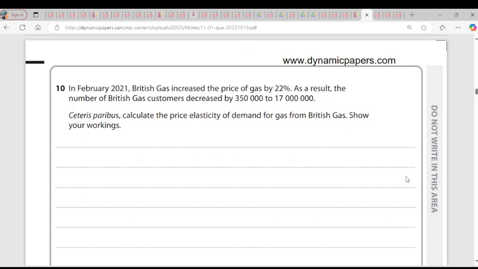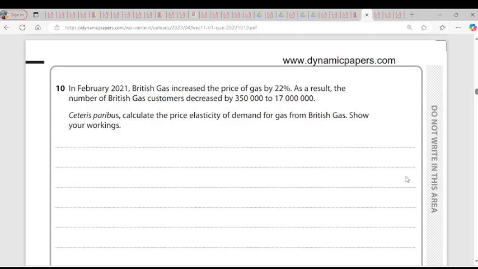So here we have our price. They said the price increased by 22%. So we have the original price to be 100, then an increase in price to be 122. Then the original quantity was 17 million. No, it was 17 million plus 350,000, because they said gas customers decreased by 350,000 to 17 million. Why did you say 122? Because 100%, an increase of 22% is 122. There's 100, now there's an increase of 22, which gives us 122.